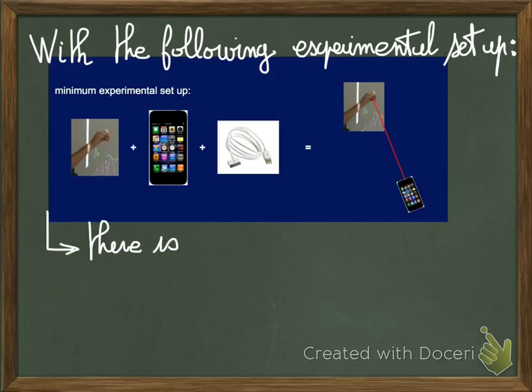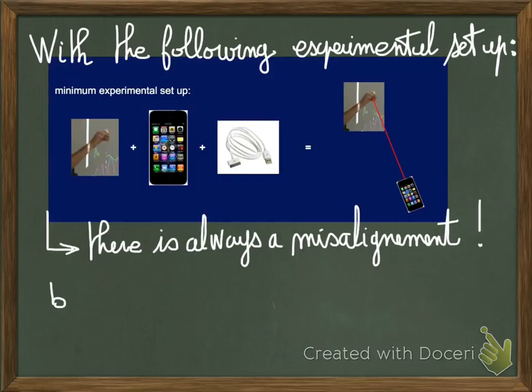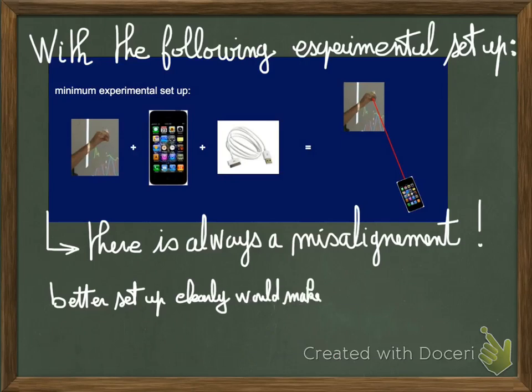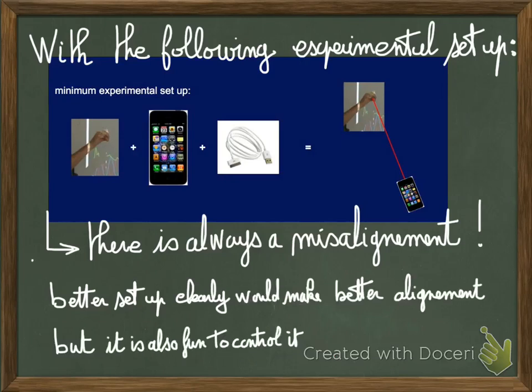With the following experimental setup, there is clearly always a misalignment. A better setup could be built and would make better alignment clearly. But it is also first fun to control it by hand and to show how far we can go using this setup and relying for the advanced technological aspect only on the smartphone.